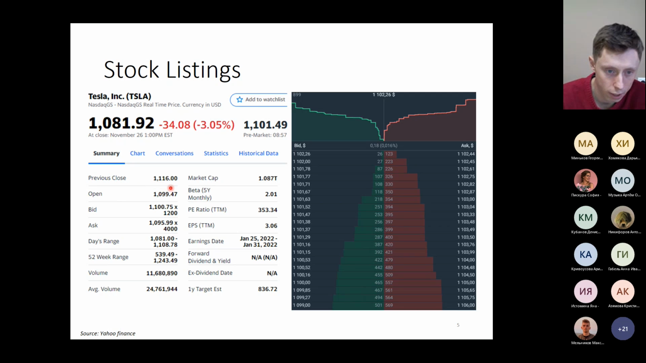Previous close price is the price at which the last transaction on the previous day was settled. So the exchanges have trading days from the morning to the evening, and once the latest transaction is made, the stock exchange closes, and this transaction would be recorded as the close price.